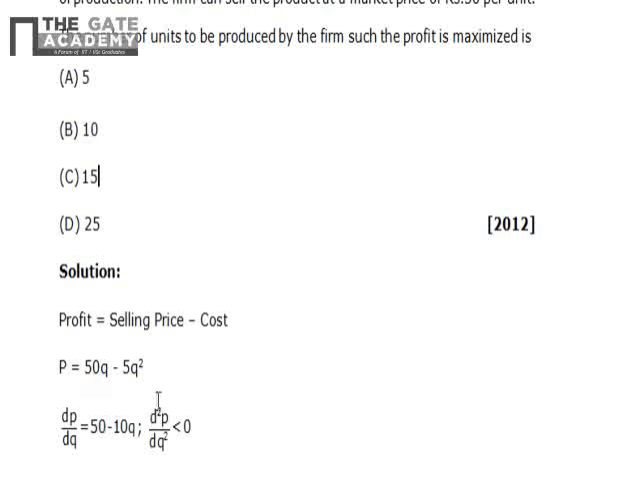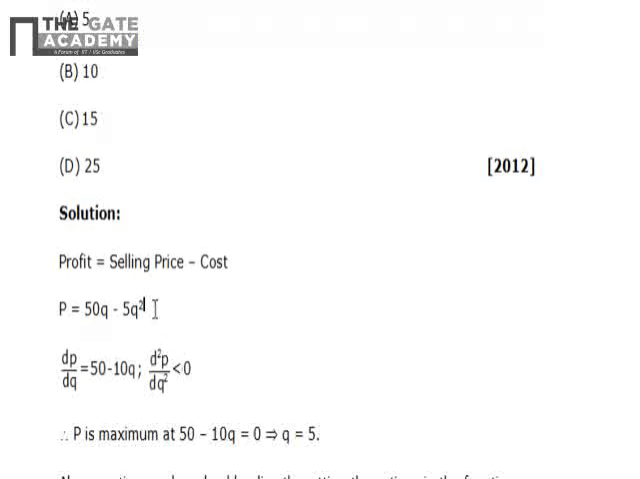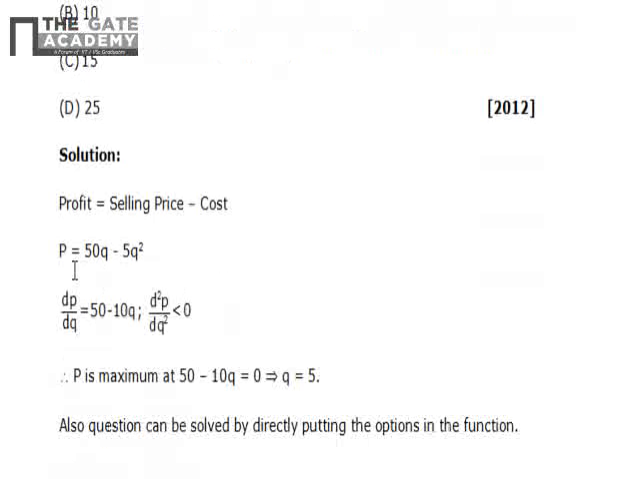So this function will have to maximize the profit. So you'll find the first derivative and the second derivative. Second derivative is less than 0. That means we can maximize this function. Now at what value? At which value?